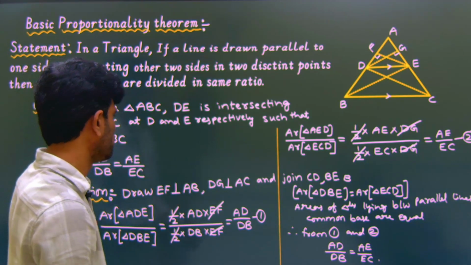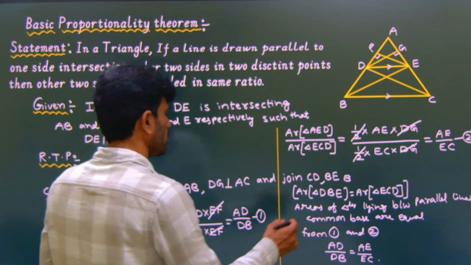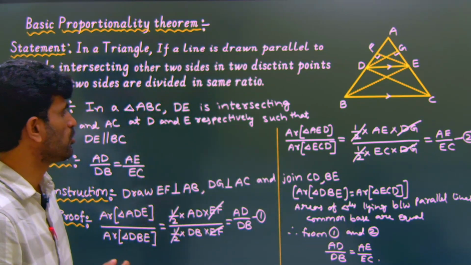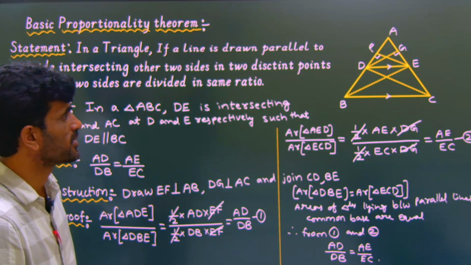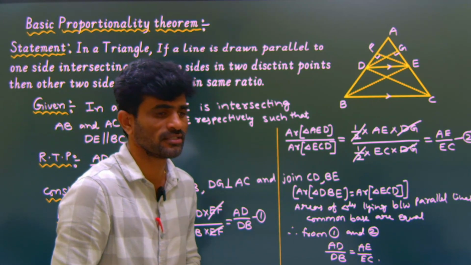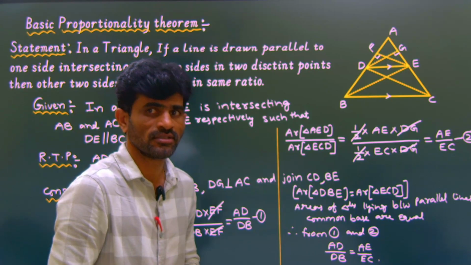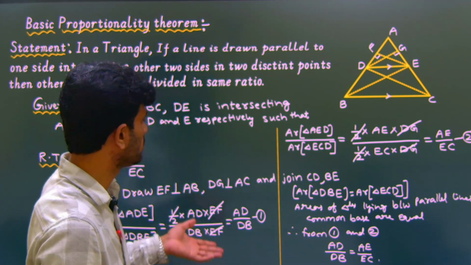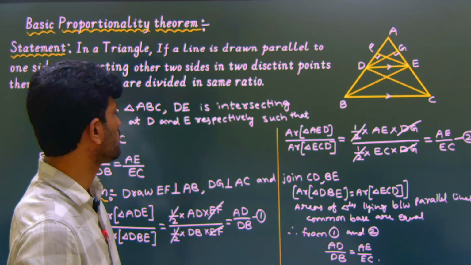Or sometimes they will give you the statement directly: prove that a line drawn parallel to one side, intersecting the other two sides in two distinct points, divides the other two sides in the same ratio. But when they ask you to prove that, it is nothing but basic proportionality. In this way you have to prove.